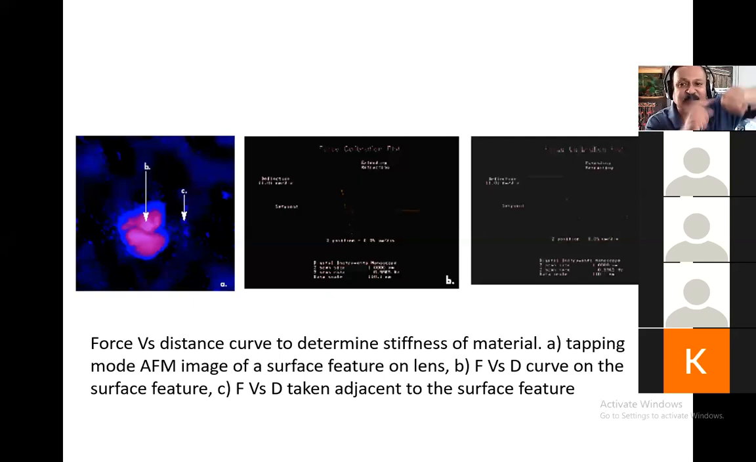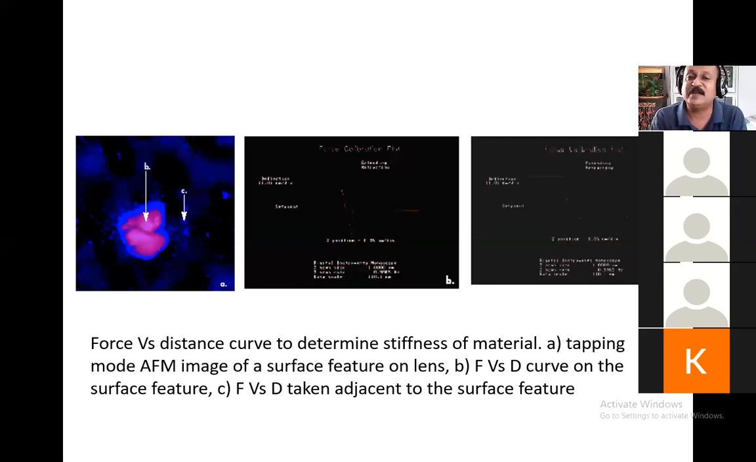I am pressing the surface like this, and then I am removing the probe. So how much time is taken by the surface to regain the original form? That particular kind of analysis will tell me about the stiffness of that particular surface. Stiffness, or you can say elasticity of that surface. Do you understand what I'm saying?